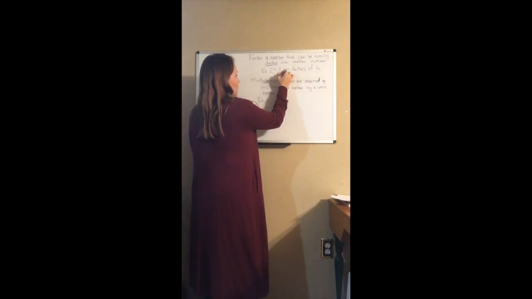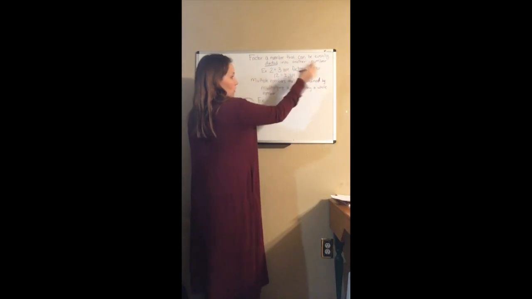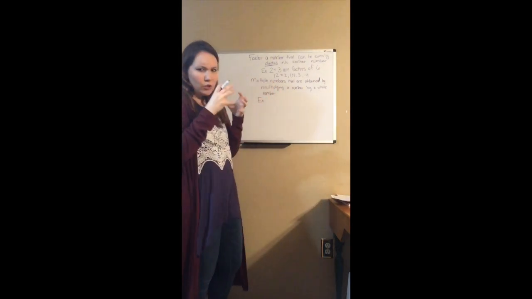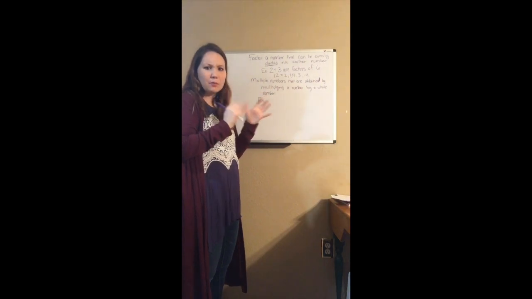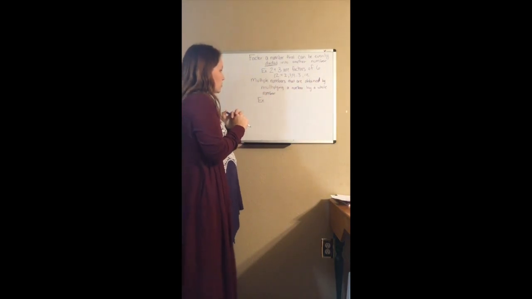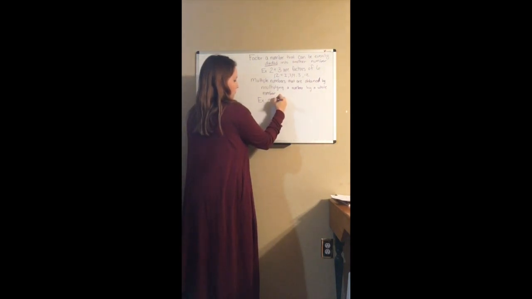Some factors of 12: 2 goes in it, 1 goes into 12, 4 goes into 12, 3 goes into 12, 12 goes into 12, etc. And we're going to be looking at these closer. I just want to make sure you have the definitions and a little bit of an understanding of them. So, for example, multiples of 4.